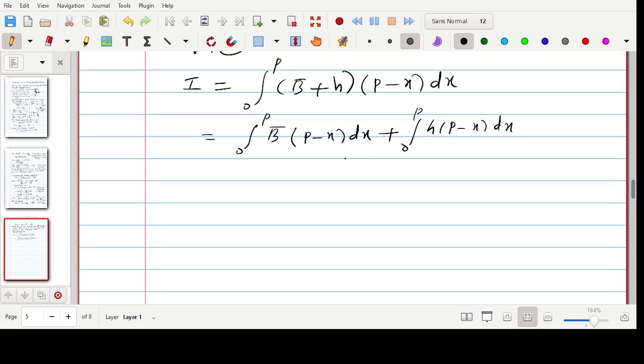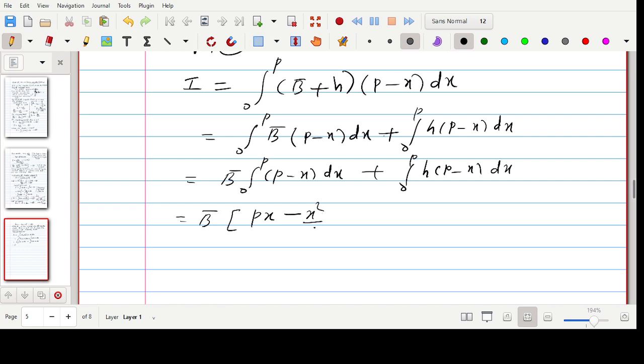What is b bar into p minus x dx? This b bar is constant. It is the average value, so it is constant. So I take b bar outside: b bar into the integral 0 to p of p minus x dx, plus the integral 0 to p of h into p minus x dx. This first integral is p into dx, so this term will be p x minus the integral of x, which is x square by 2. Then the integration limit is from 0 to p, plus the integral 0 to p h into p minus x dx.